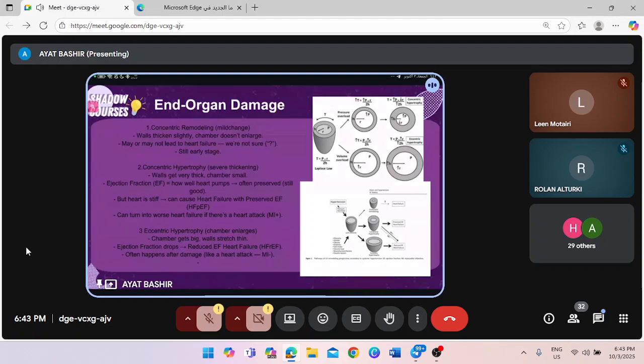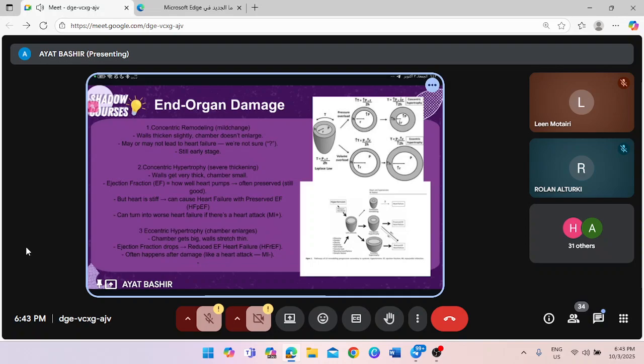But in concentric hypertrophy, we have severe thickening of the wall. The wall gets very thick. The chamber gets small. The ejection fraction, which is how the heart pumps, is often preserved. بيكون لسه still good. It tries to compensate, but the heart will become very stiff. We may have heart failure, but it's preserved ejection fraction. Okay, heart failure with preserved ejection fraction. It can turn into worse heart failure if there is a heart attack.